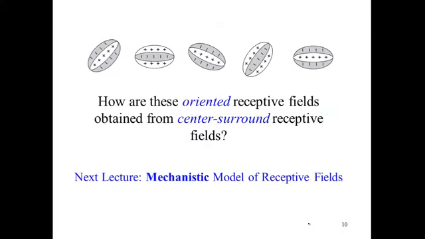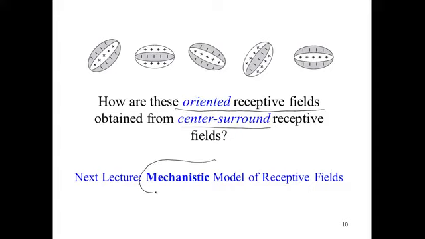Now, the second question we can ask is, we know that there are center-surround receptive fields in the retina, and also, it turns out, in the LGN or lateral geniculate nucleus. But when you come up to the cortex, you find these oriented receptive fields. So how do we get from center-surround type receptive fields to oriented receptive fields? And that leads us to a mechanistic model of receptive fields, and that'll be covered in the next lecture.